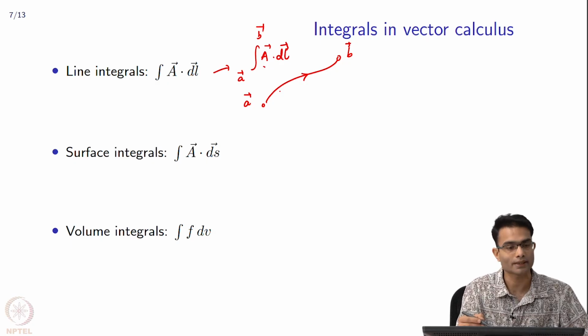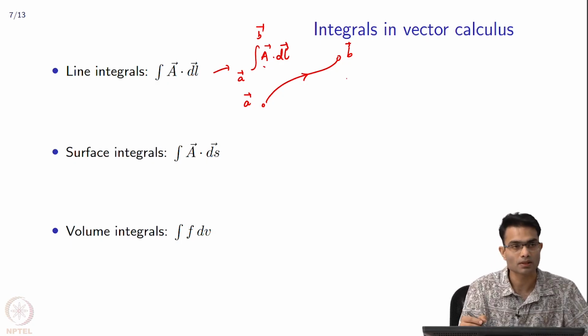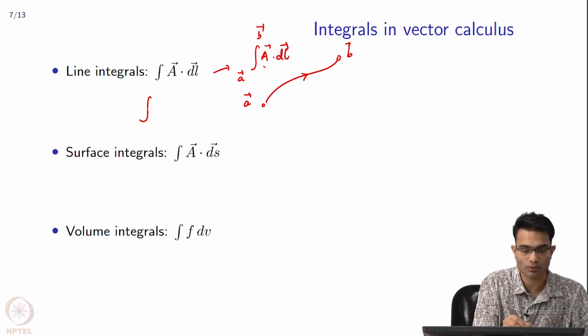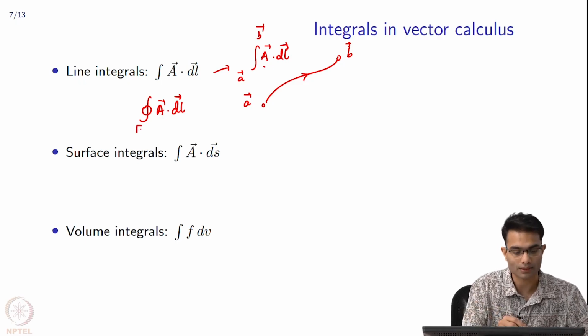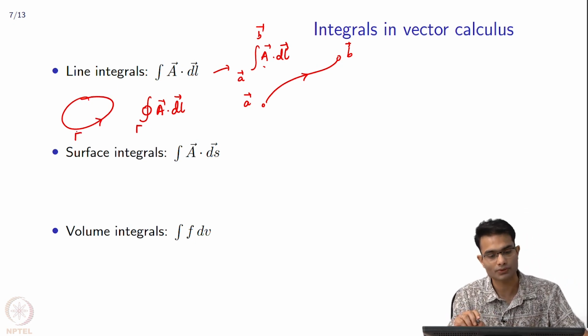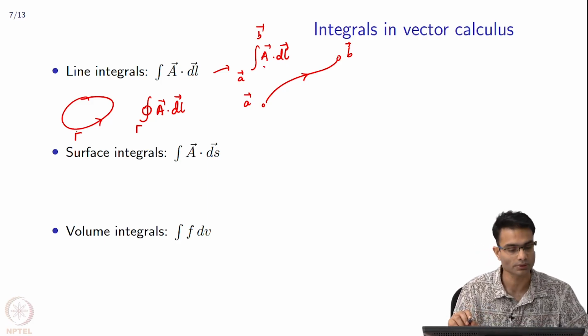The other kind of line integral is also something we have seen, which is an integral around a closed path, and the notation for that is this. Usually a path is denoted by some symbol. For example, this is a path and I denote it by capital gamma. So, these are the two kinds of line integrals that we will come across, pretty simple.